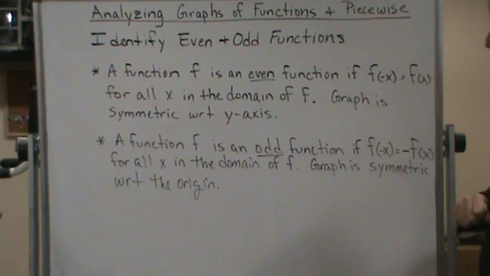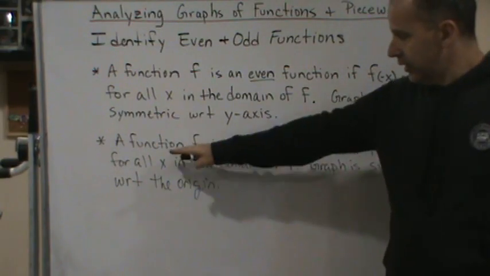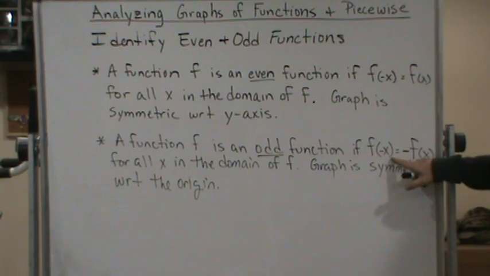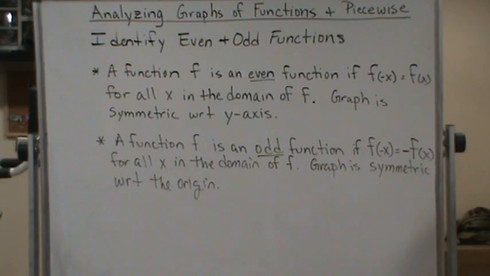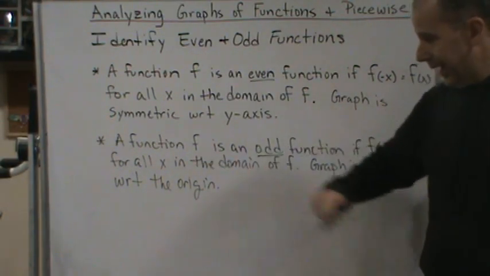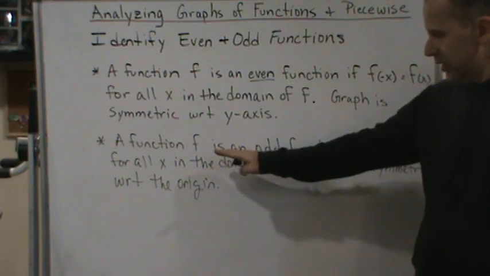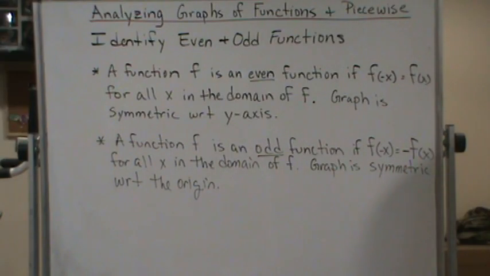Now, what about odd functions? So a function f is an odd function if f of negative x equals the negative of f of x for all x in the domain of f. Okay, so let me say that again. So a function f is an odd function if f of negative x is equal to the opposite or negative of f of x for all x in the domain of f.